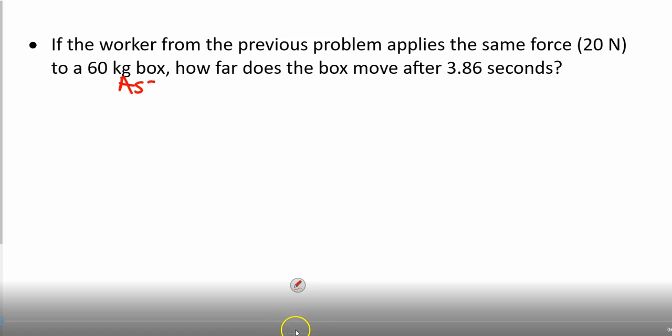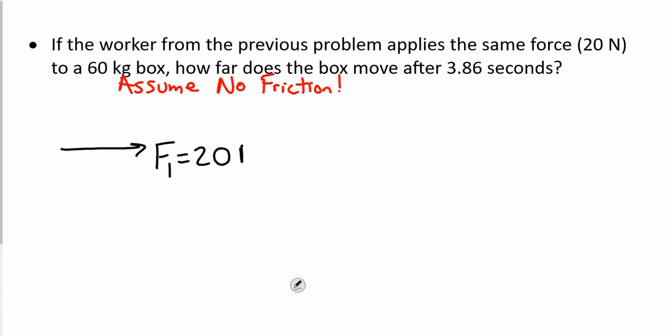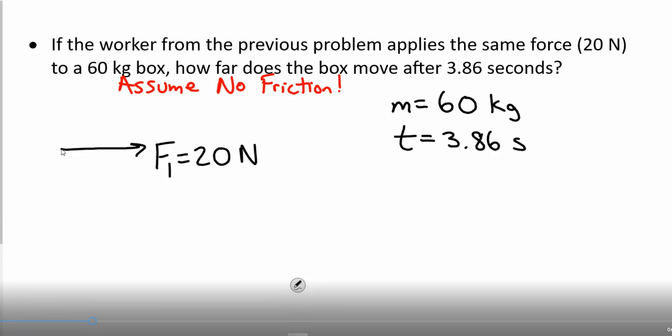In this case, we're going to assume that there's no friction on the box, slowing the box down. So we're going to start off by just considering the 20 Newton force that's being applied and the other general initial conditions that we know. For example, we know the mass of the box, we know the time that it's going to be moving, remember, in general, we can assume that the box will start from rest once the worker applies the force.